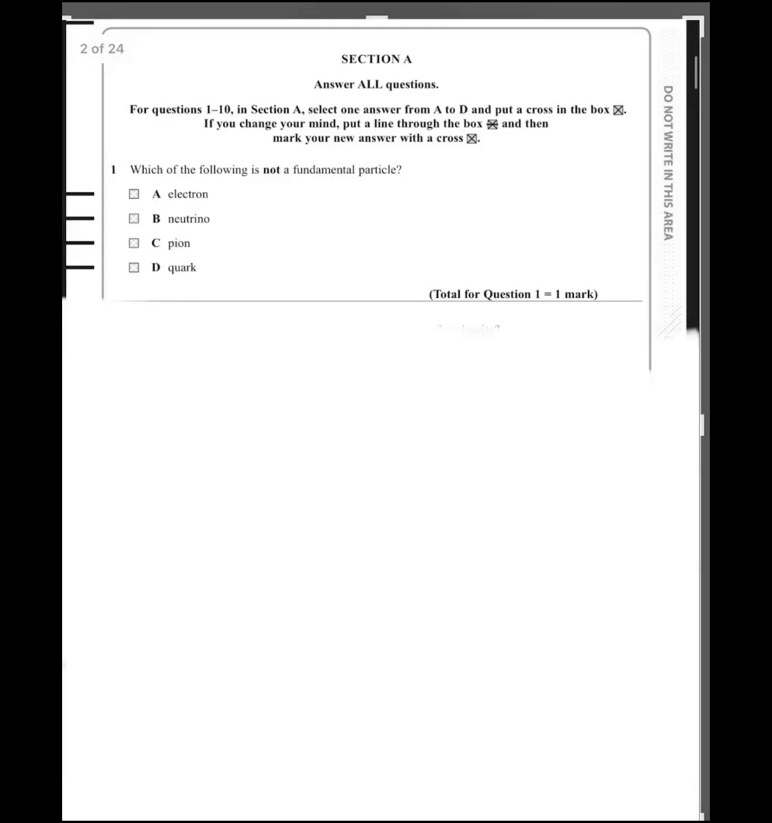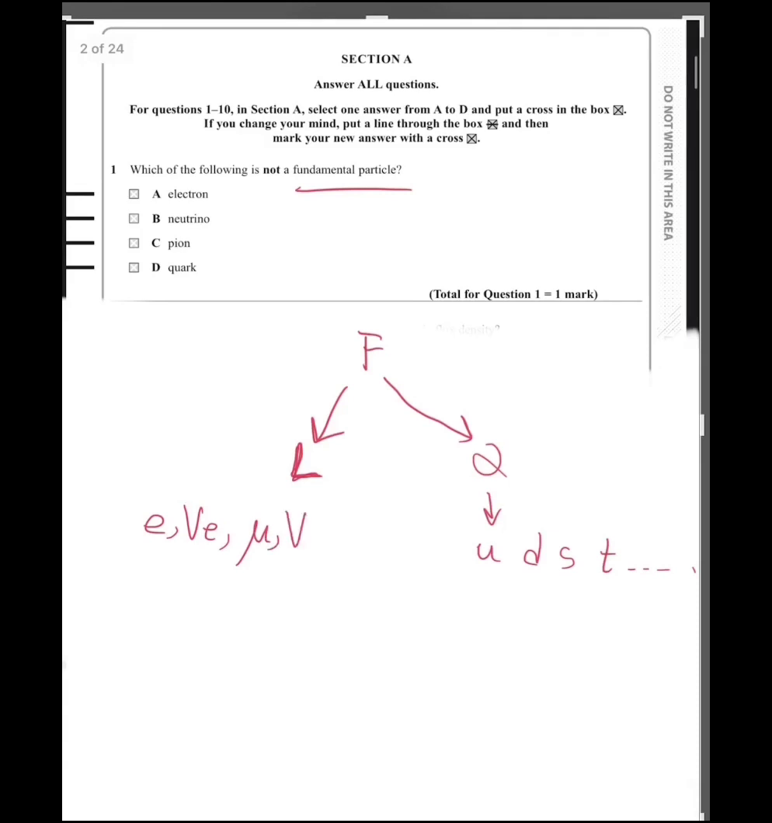Number 1. Which of the following is not a fundamental particle? So fundamental particles contain the family of leptons and the family of quarks. The family of quarks includes the up quark, down quark, strange quark, top quark, and the other two quarks. And the family of leptons contains the electron, electron neutrino, muon, muon neutrino, tau, and tau neutrino.